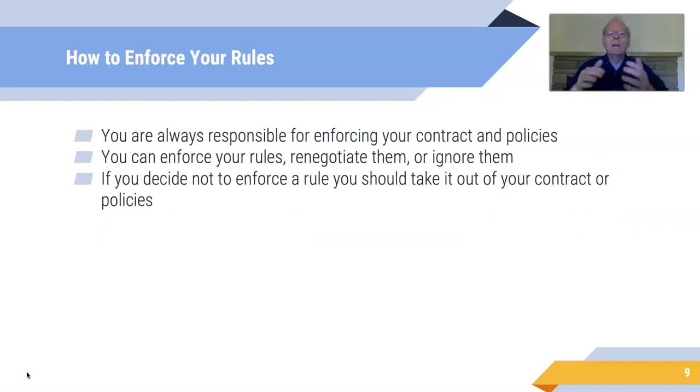Now, you can set your own rules. You can put whatever you want in your contract. You can put essentially whatever you want in your policies. But now you're responsible for enforcing them. So, you can enforce your rules, you can renegotiate them because they're your rules, or you can ignore them. But if you're deciding not to enforce a rule, you should take it out of your contract or policies. Having a rule that you don't enforce is worse than just not having the rule to begin with.